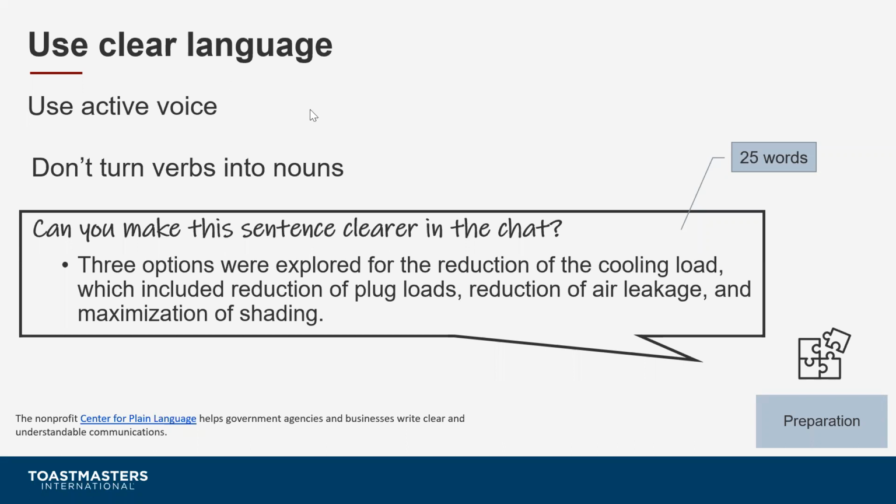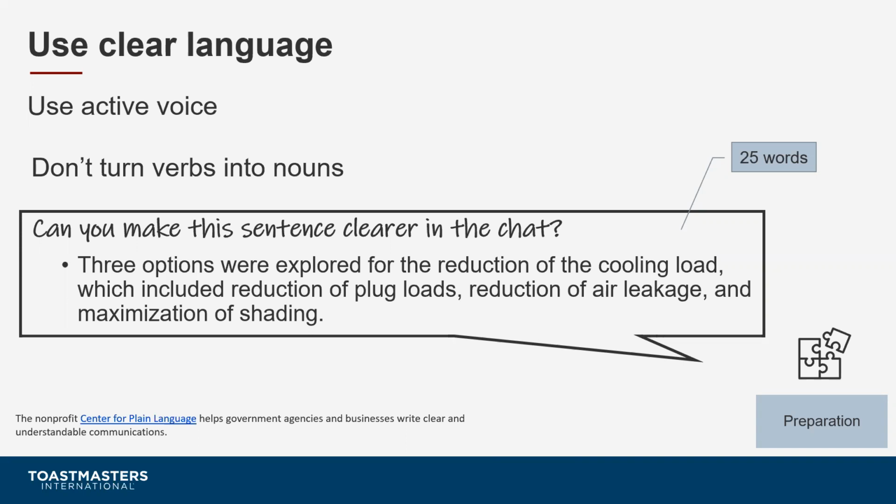And if someone wants to peek over at the YouTube stream and let us know what's said over there, that'd be awesome as well. So Janice said to reduce cooling load, we tried reducing plug loads, air leakage, and shading. Excellent. So I will say though, Janet, we wanted to increase shading, not reduce shading, but very good. You'd reduce the number of words there. Steve said, reducing plug loads and air leakage while maximizing shading are 3 options for reducing the cooling load.